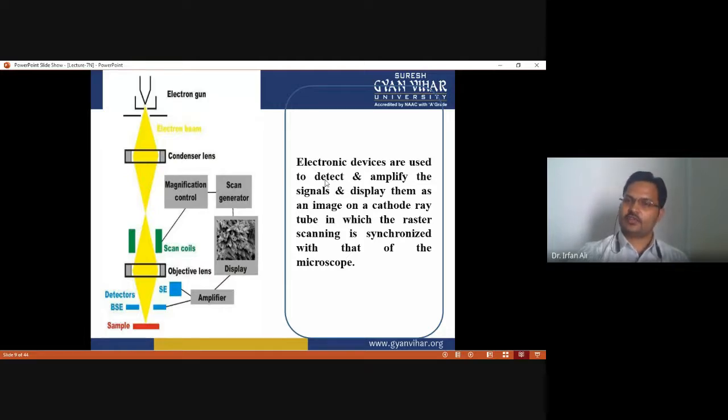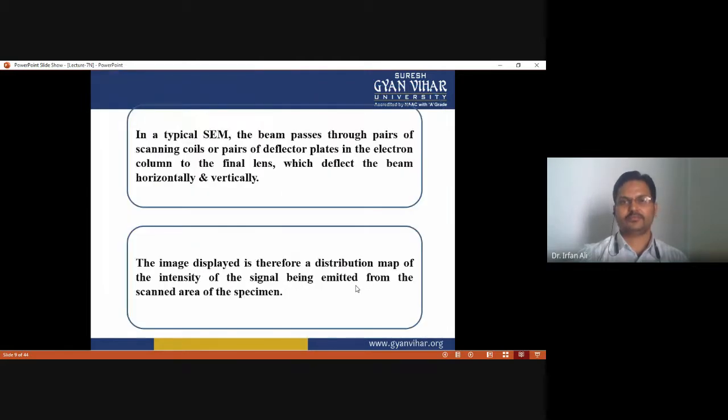So this is the electronic device that is used to detect and amplify the signals and display them as an image on a cathode ray tube, in which the raster scanning is synchronized with that of the microscope. In a typical scanning electron microscope, the beam passes through a pair of scanning coils or a pair of deflector plates in the electron column to the final lens, which deflects the beam horizontally and vertically. That gives the image display.